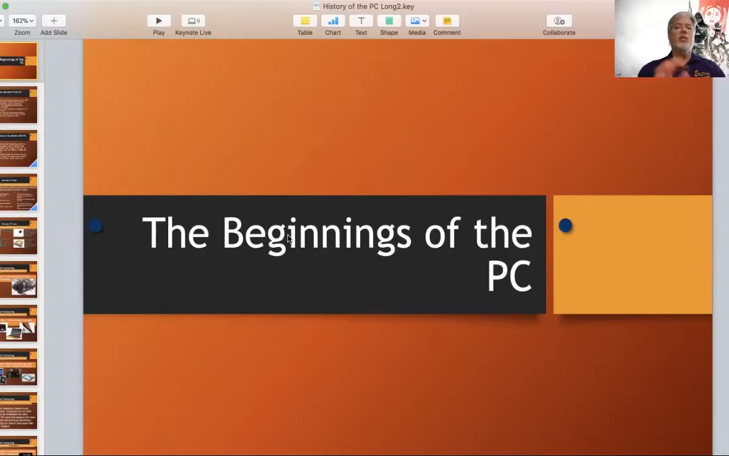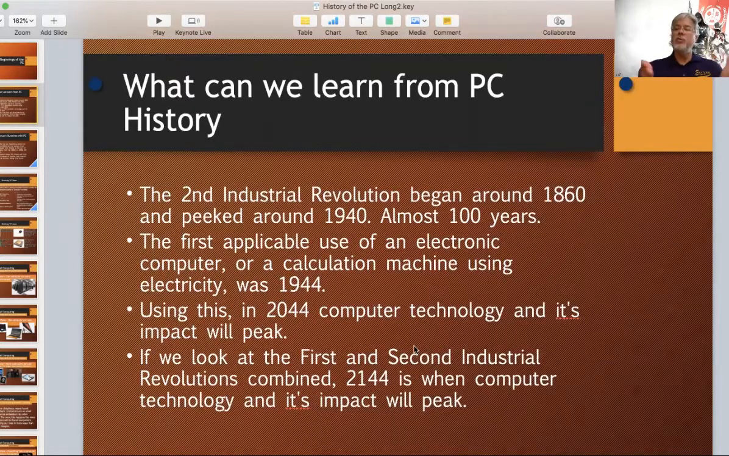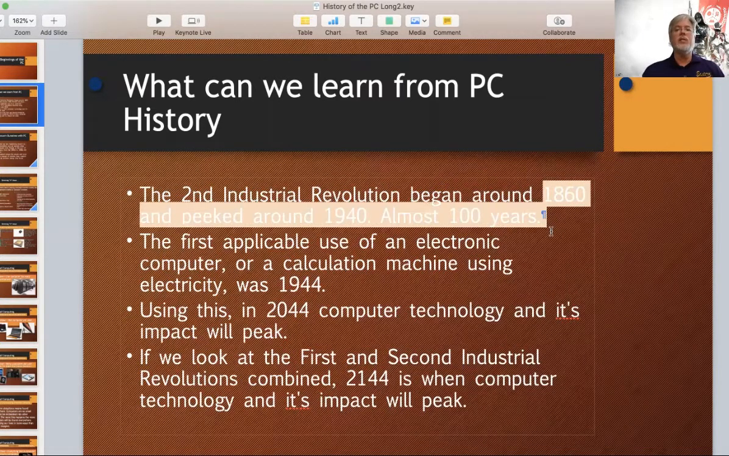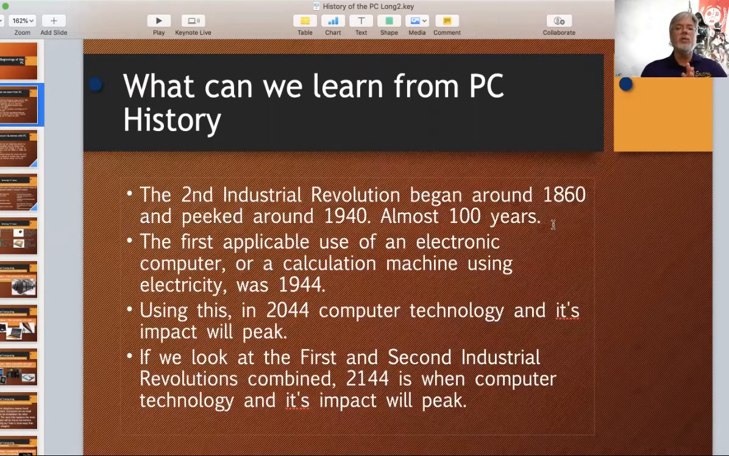So we're going to take a look at the beginnings of the PC and really where we're at right now. Now, that's an important thing to understand. Most of you learned at least a little bit about the Industrial Revolution as you went to school. I don't mean college. The second Industrial Revolution, and they're very liberal in the way they define this, started around 1860 and peaked around 1940. And that's almost 100 years.